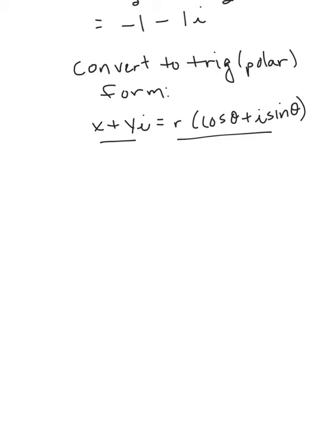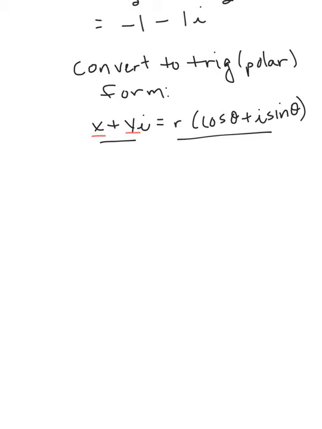So what that's telling us, the reason I need this is because I need to know where the x and the y are. X is the real part of the number and the coefficient of i is the imaginary part. The other thing we need to remember is how we find r.